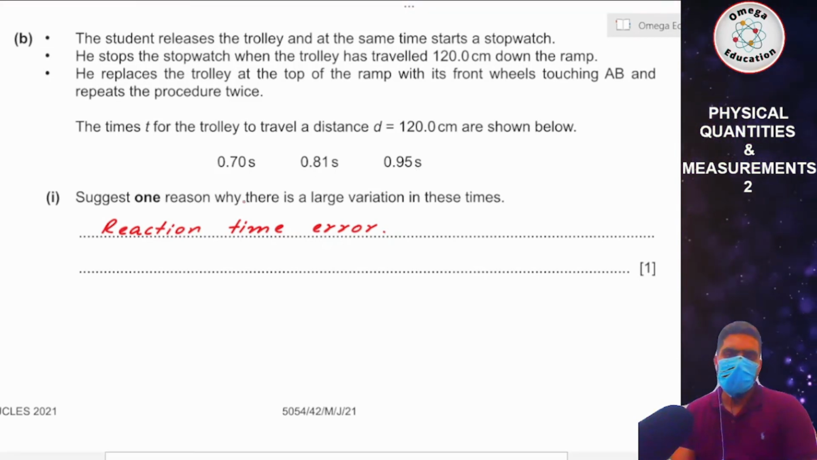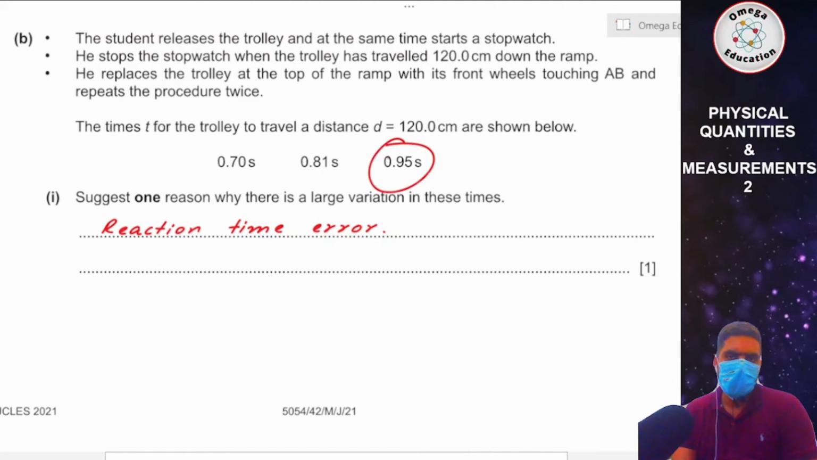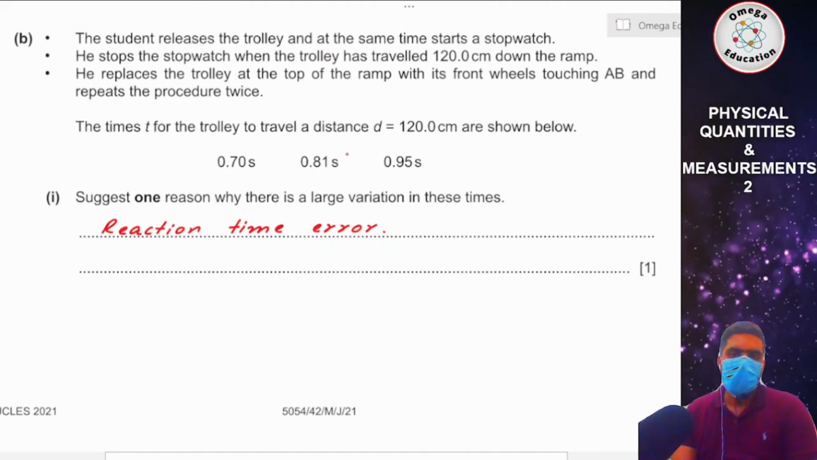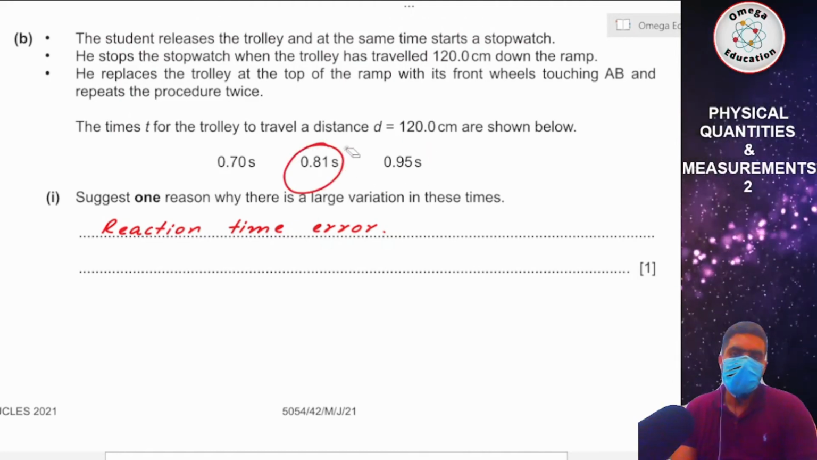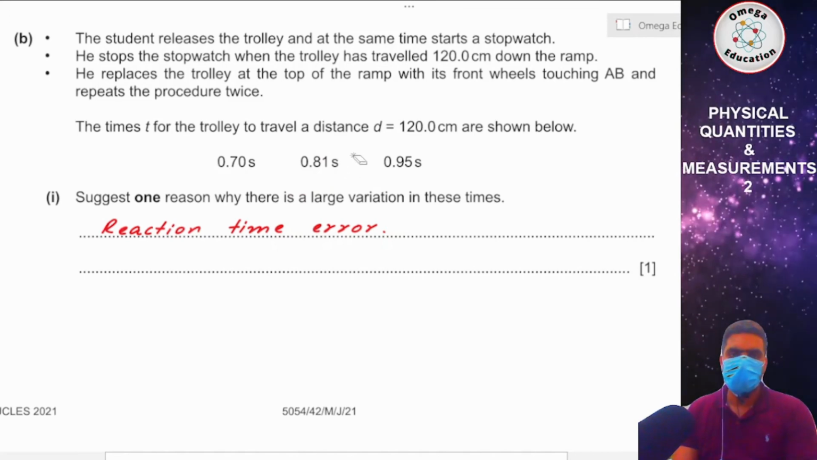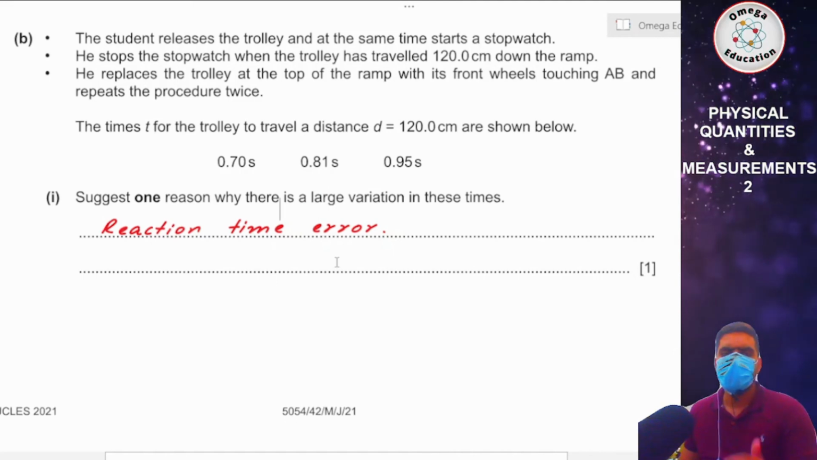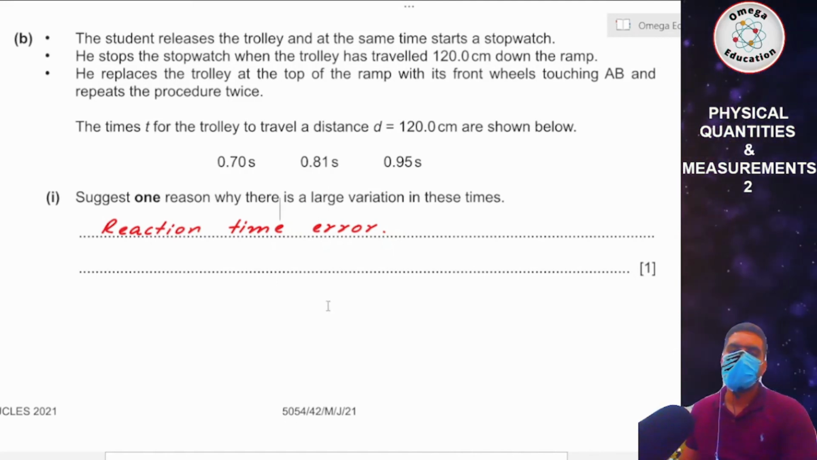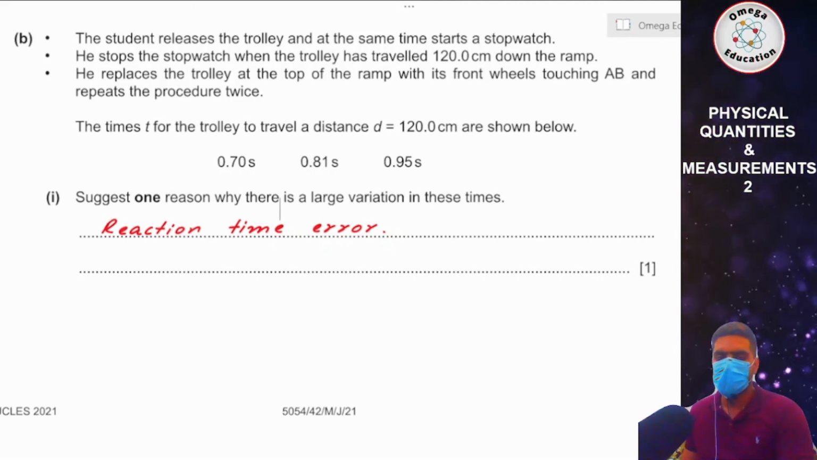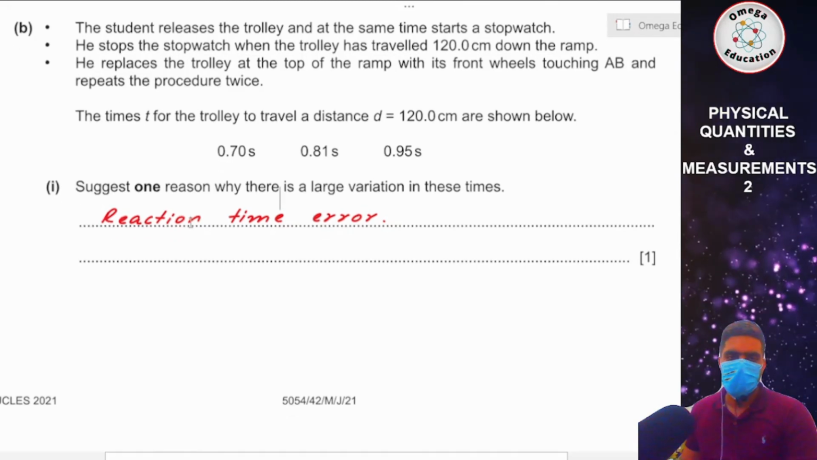but if we refer to the data, it's taking more time, so the tire might be behind the line a bit. That's why the trolley is taking more time. But the standard answer and the generic one is the reaction time error. You can always write this one and get away with that.